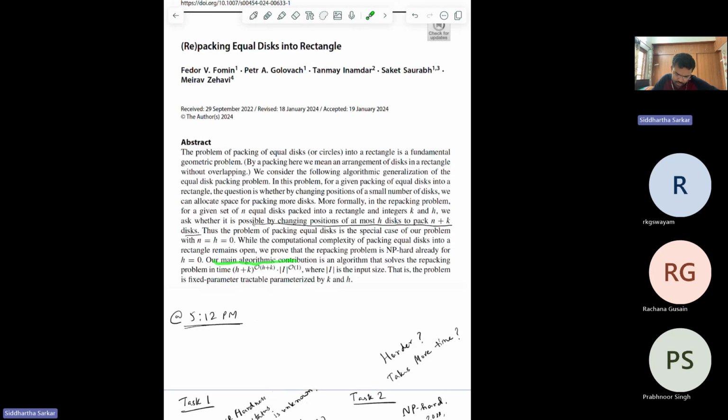So our main algorithmic contribution is an algorithm that solves a repacking problem in time f(h+k), a function of h plus k, plus I to the power of a constant, where I is the input size. I would say that this is the dimension of the rectangle, that is, the length of the rectangle plus the breadth of the rectangle.